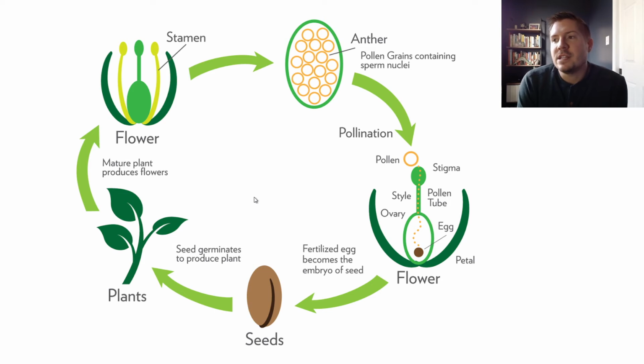And here we've got the life cycle of a plant, which does involve sexual reproduction, getting the pollen from one plant to hit the stigma of another plant, which can then grow a pollen tube, to fertilize the egg, to make a seed, which can grow into a new plant. So most plants use sexual reproduction.